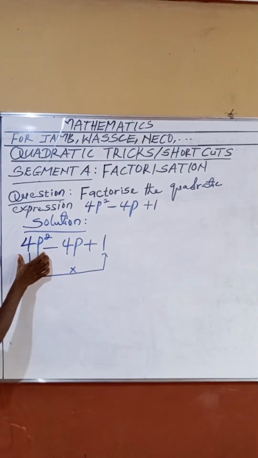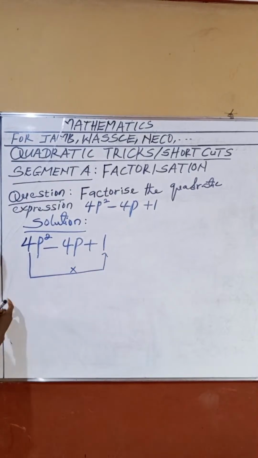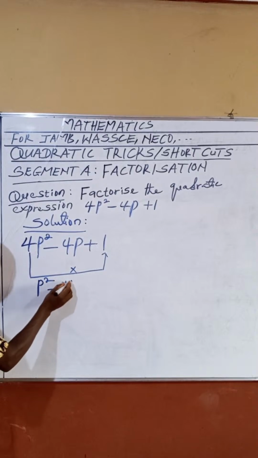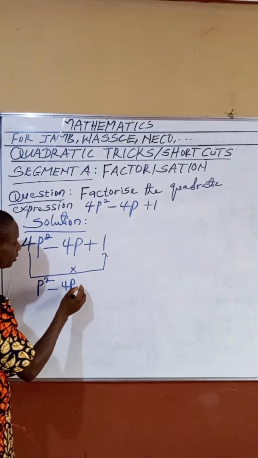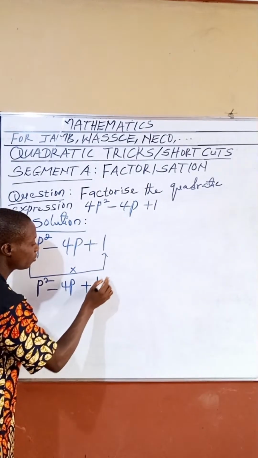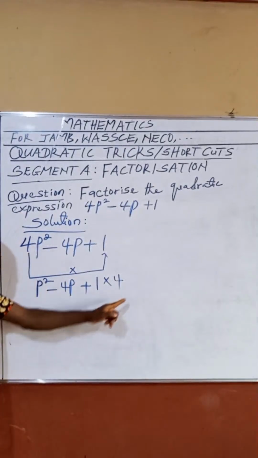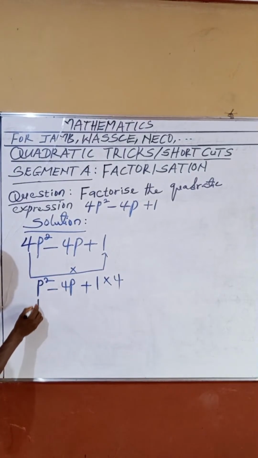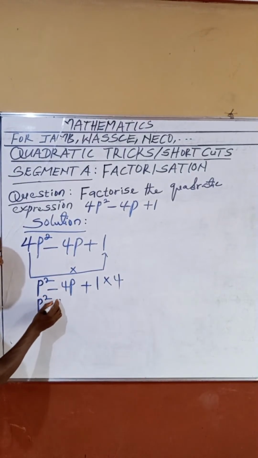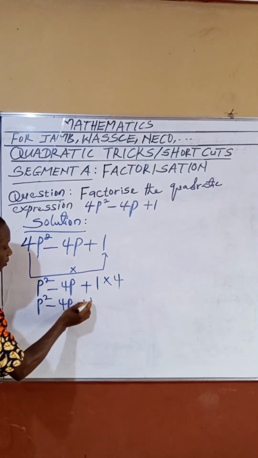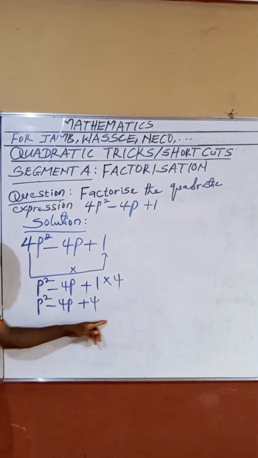So this is 4. Bring this 4 here. We are now going to have p square minus 4p, then plus 4 times 1, or 1 times 4. This is a very simple way to transform this. So if we proceed, we are going to have p squared here minus 4p, then 1 times 4 is 4. This is what we now have right here.